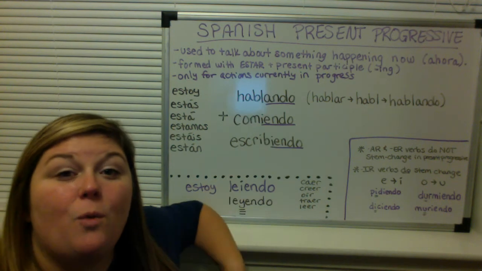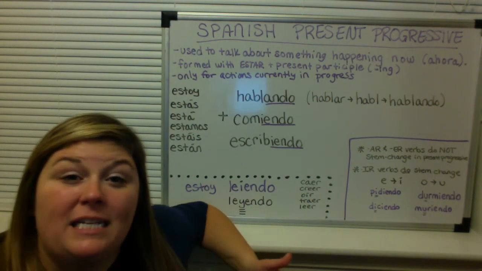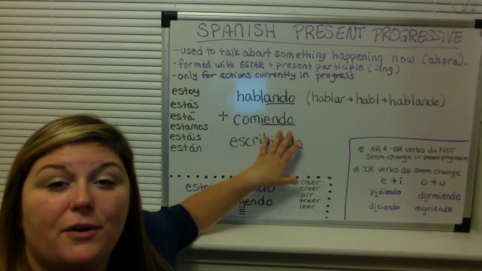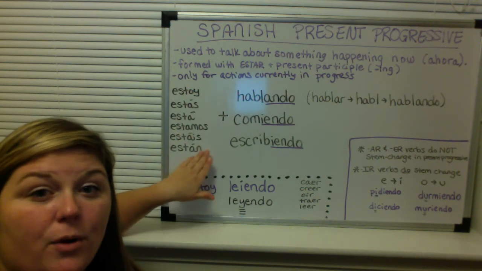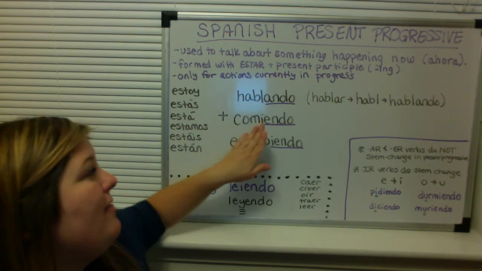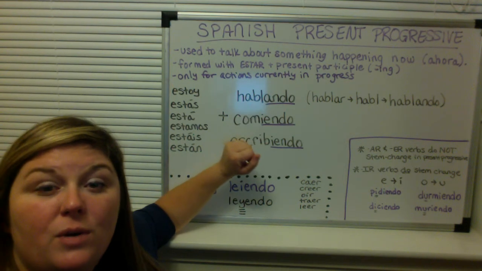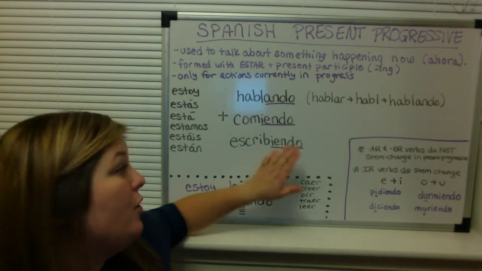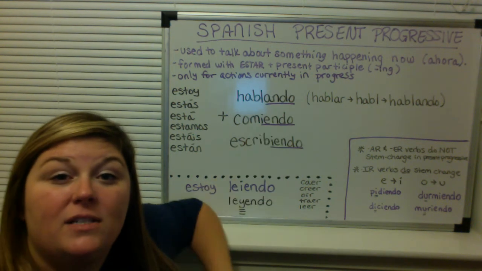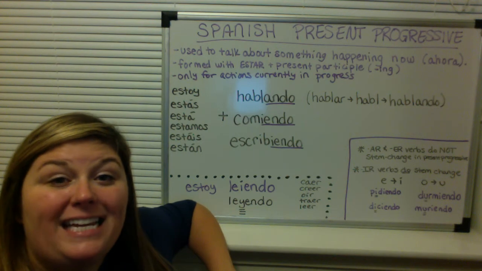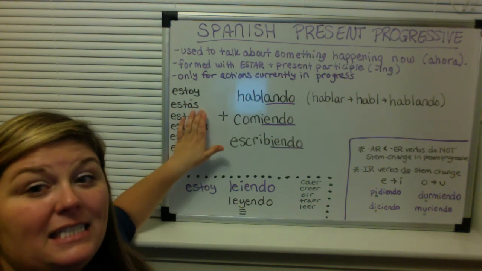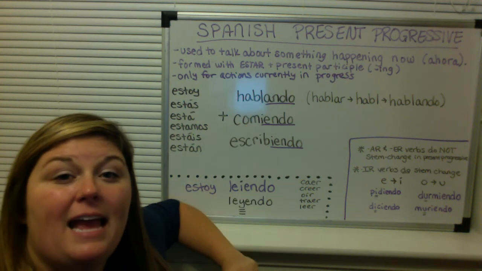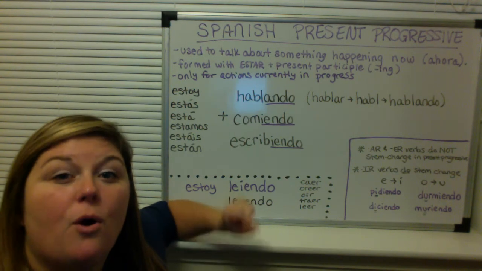All right, so what about ER and IR verbs? It's going to follow the same type of pattern, but the ending is going to be different on the side of the verb. You're still going to use estar according to who is doing the action. And then instead of putting ando, you're going to drop the ER and the IR and add iendo, I-E-N-D-O. So if you want to say you are eating, estás comiendo, you are eating. So drop the ER and add I-E-N-D-O, iendo, comiendo.